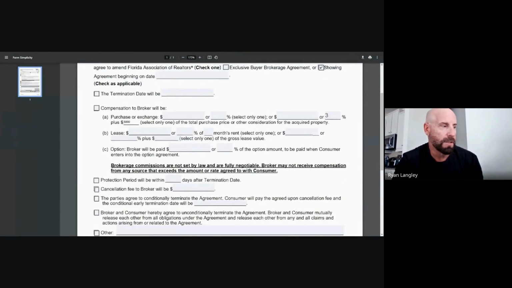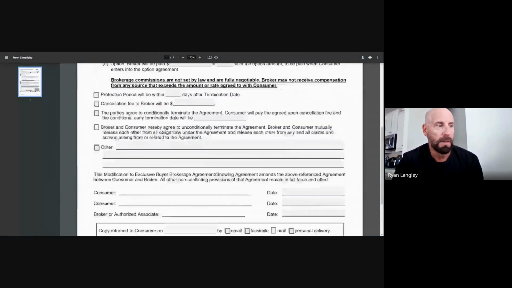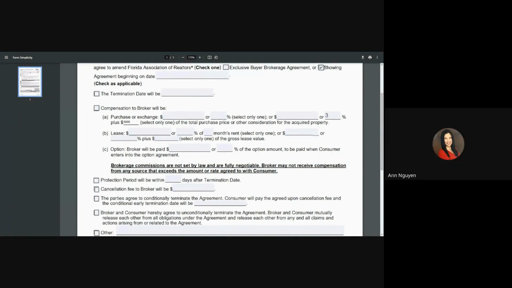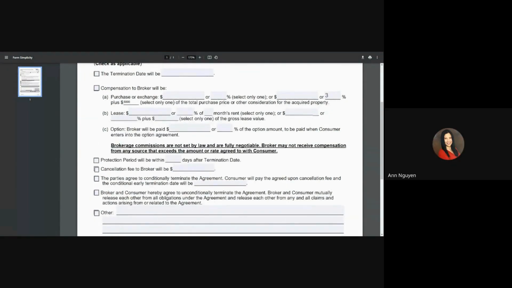You can change the protection period. You can change the cancellation fee. This is the state form, guys. We didn't do anything to this one. This is the state form. Yes, Ann. By agreement, normally the term is 6 months or 1 year that you guys do.